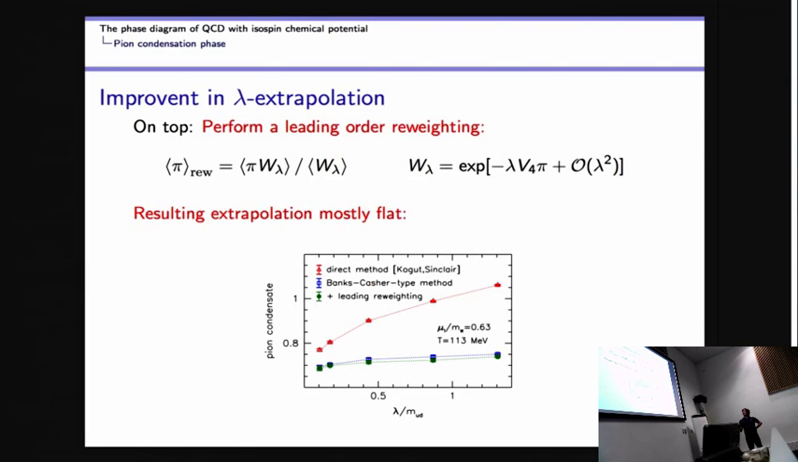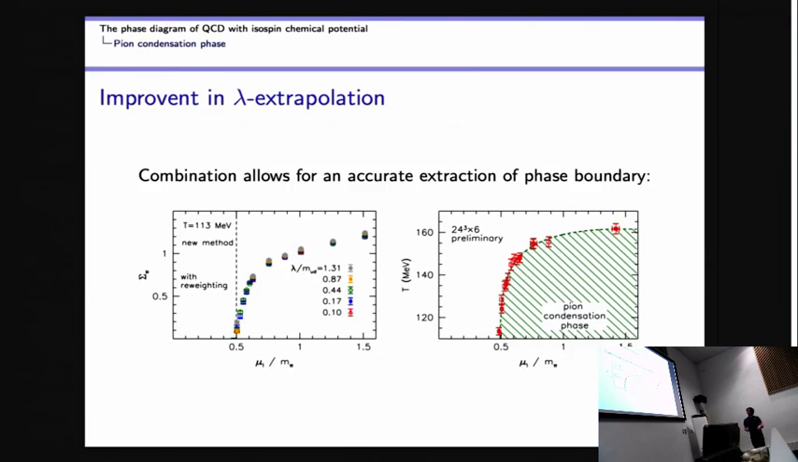You can perform a leading order reweighting of the pion condensate. So you rewrite it in this way, where this W is basically just the ratio of the fermion determinant at finite lambda and at 0 lambda. And then you can expand that in lambda, and to leading order, this ratio is given in this form here, and then you can include that. And what you get are then these 3 points here, and you can see that the resulting lambda extrapolation is very, very flat, so you can do it with high accuracy. And compared to this standard lambda extrapolation that you would get if you just naively compute the pion condensate at every value of lambda and then extrapolate it. Okay, so this combination really allows us to accurately extract the phase boundary.